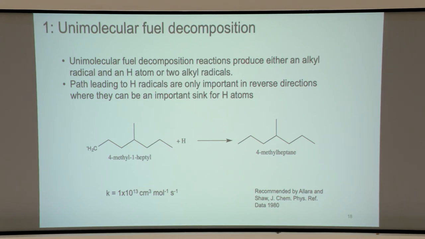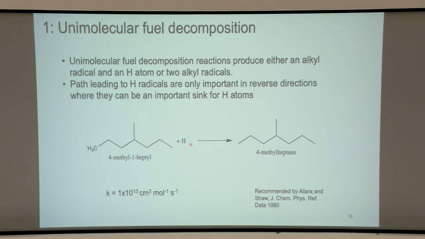And it's a decomposition reaction which produces either an alkyl radical and an H atom or two alkyl radicals. And the path leading to H radicals is only important in the reverse direction, because it can be a recombination. This can also be a termination reaction, right? So the reverse of the unimolecular decomposition is a termination. So we always write that.